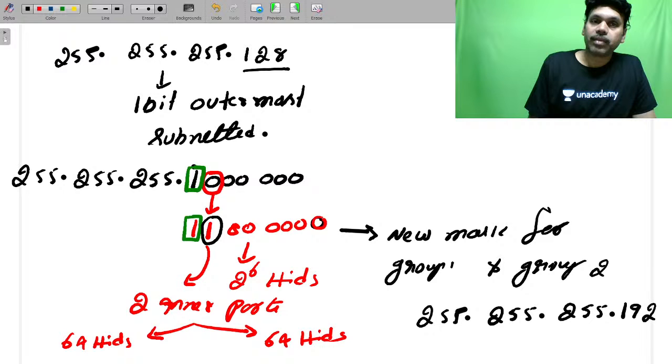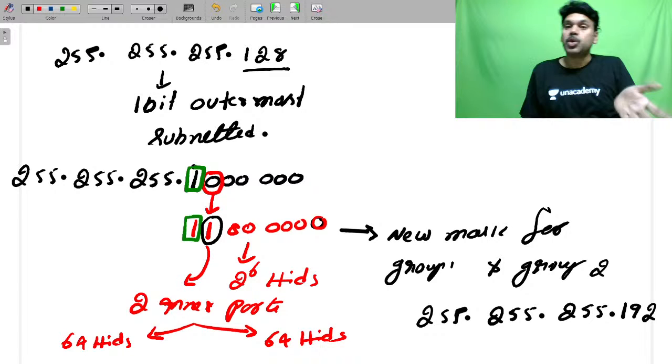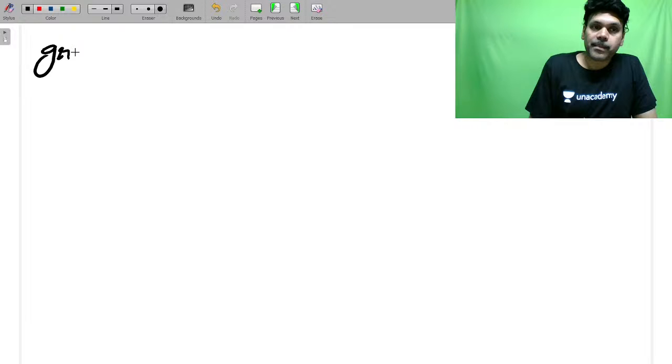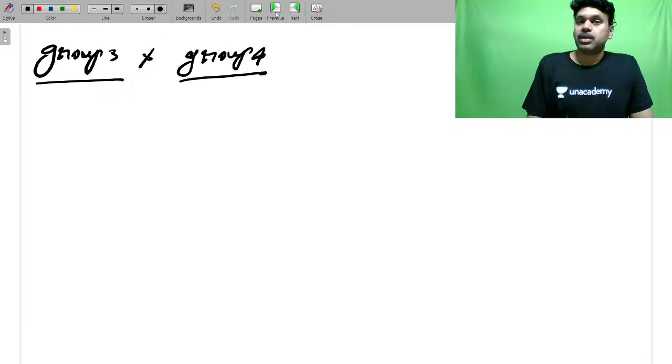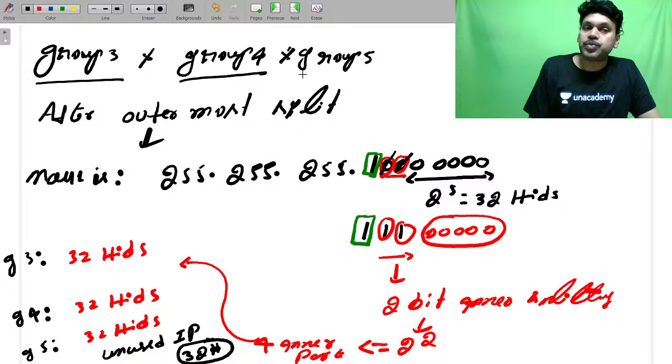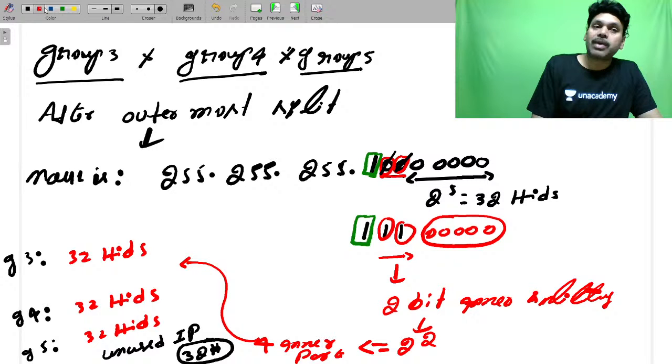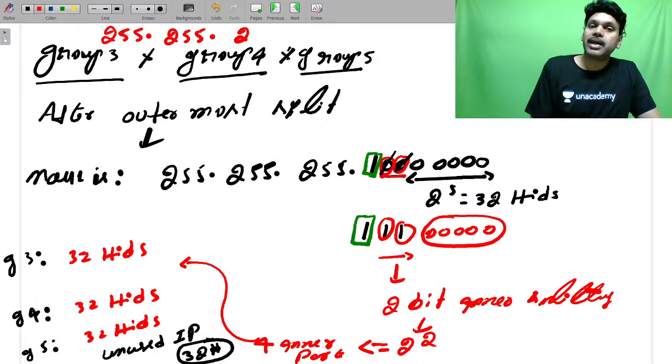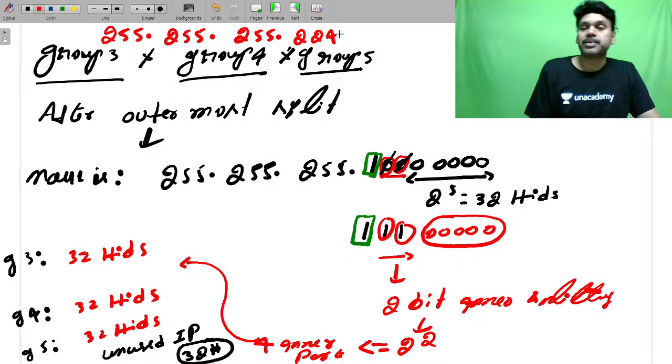Now let us take group 3 and 4. Group 3 and group 4. So after doing outer split, your mask for group 3, 4, 5 NID. So outermost and innermost, two consecutive 3 ones is nothing but 220. Okay.